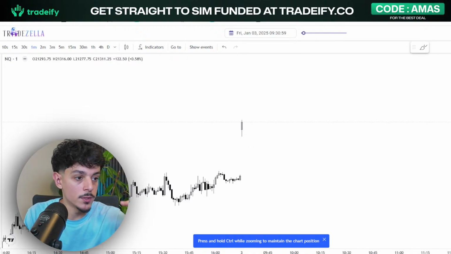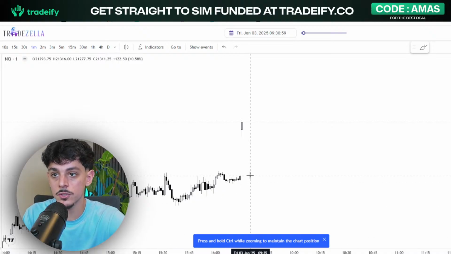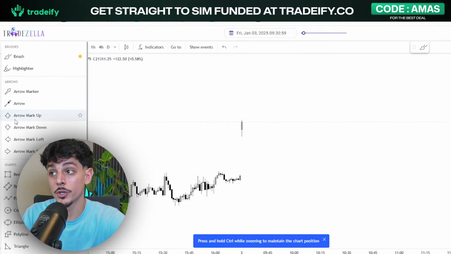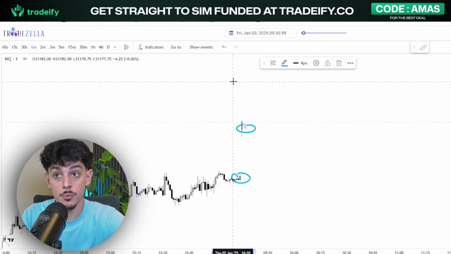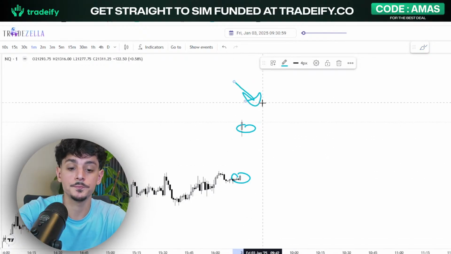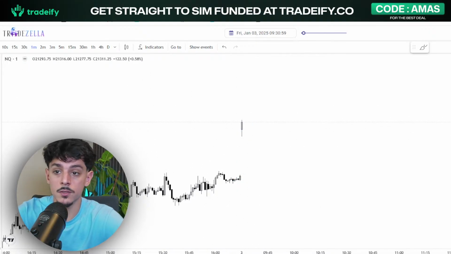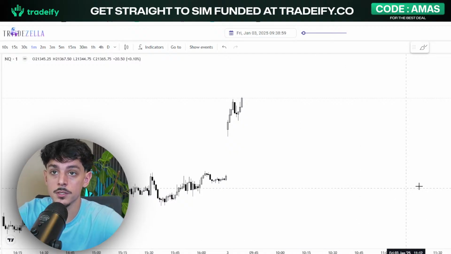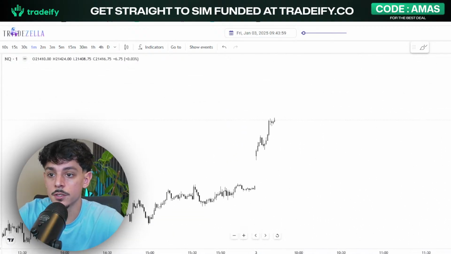Second, we have the gap telling us that we are closing above the previous daily close, New York close and New York open. So we know we're at a premium. And then we have the inversion that gives us order flow confirmation. So right here, January 3rd.